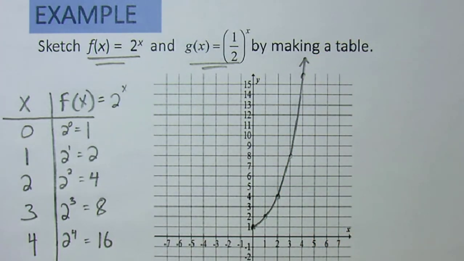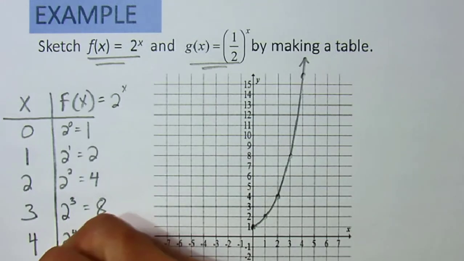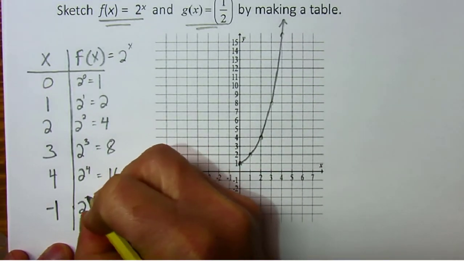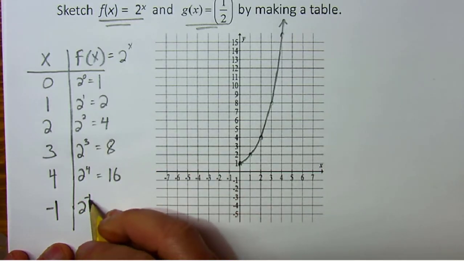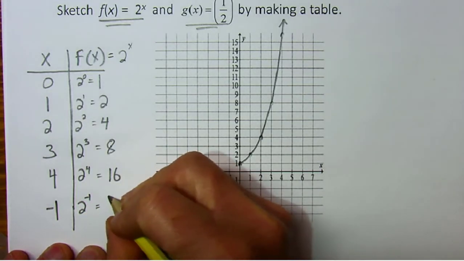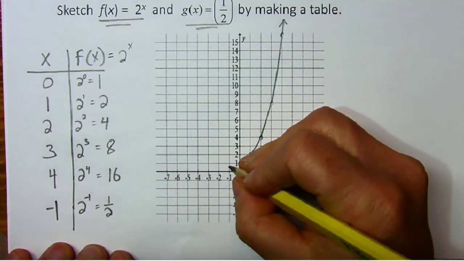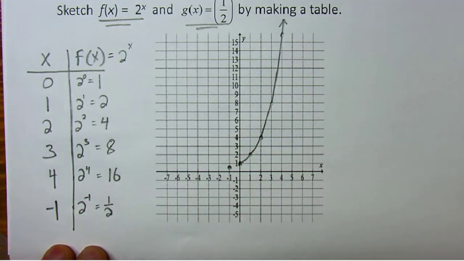But we can also plug in negative numbers into this function. For example, when x is equal to -1, this becomes 2 to the -1 power. Now we know negative exponent means reciprocal, and that is 1 over 2, or in other words, 1/2. So at -1, we have a y value of 1/2.